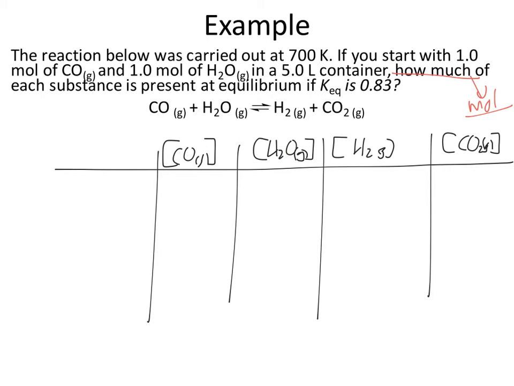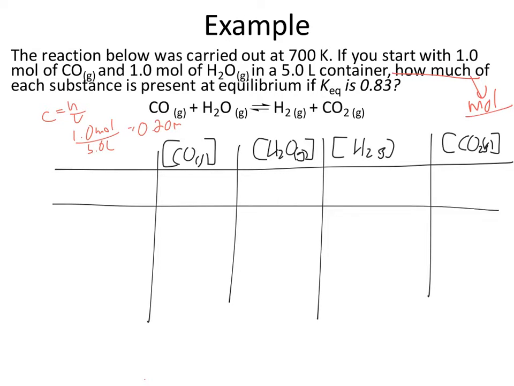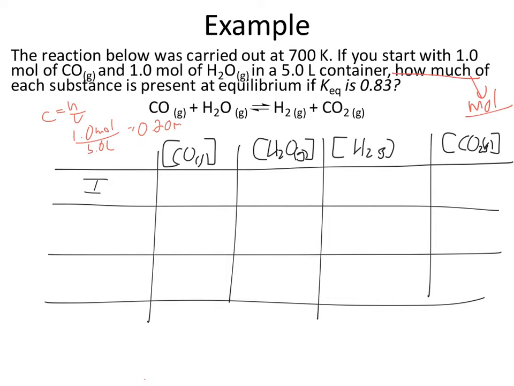So we need to figure out what the concentrations of CO and H2O are first. The way that we do that again is using our equation C is equal to n over V. Our mole for CO is 1.0 mole, and our volume is 5.0 liters. And so what we get here is our initial concentration is going to be equal to 0.20 molar. Okay, so we're going to work with that in a second. Let's just keep setting up our ICE table. So I have I, C, and E. Okay, so our initial, our change, and our equilibrium values.